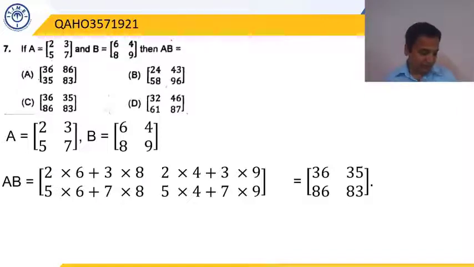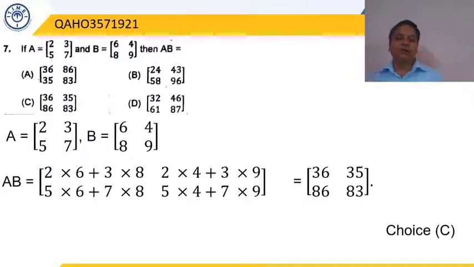That's called matrix AB. Now if we have to check our choices, the resultant matrix AB is 36, 35, 86, 83. So which choice do we have for this? We have choice C. I hope this is clear to all. In this way we multiply. But the only thing we have to check is whether our matrices are compatible for multiplication or not. That is, the number of columns of the first matrix should be equal to the number of rows of the second matrix, then we can multiply.